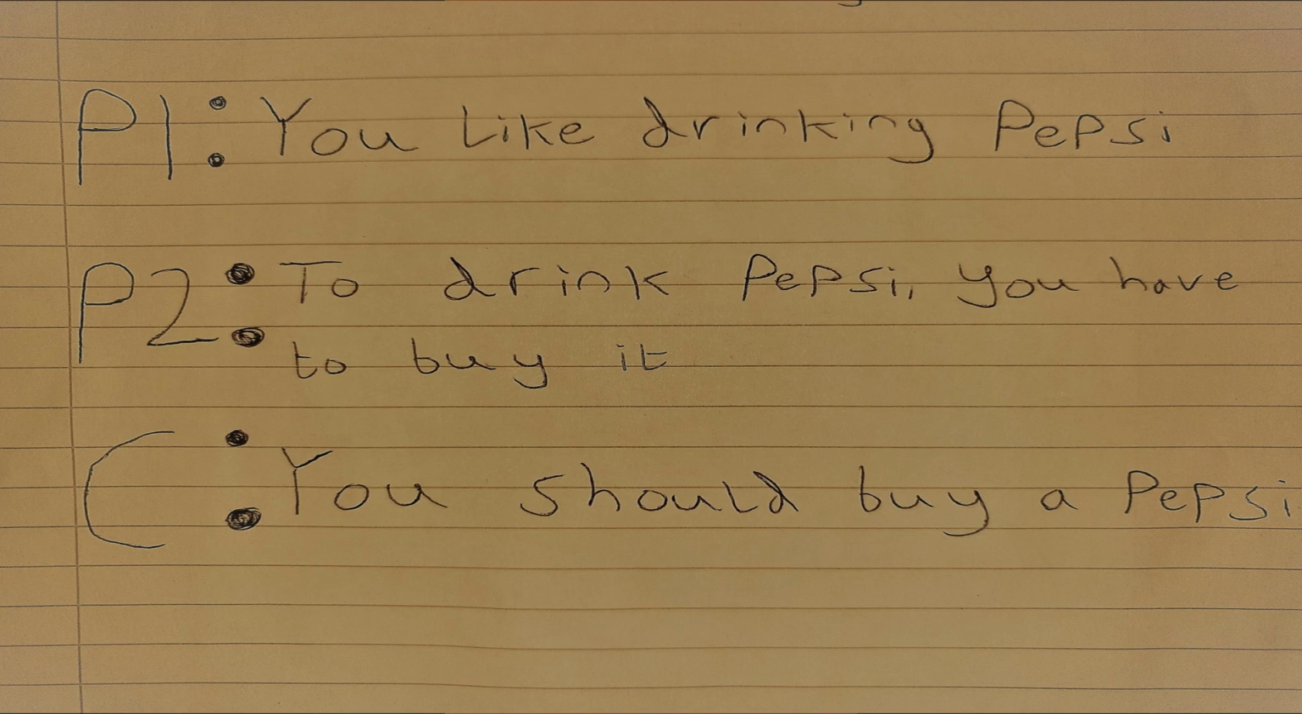And obviously what the advert will try and do is remind you or convince you that you like drinking Pepsi to confirm premise 1. It won't say "to drink Pepsi you have to buy it" for premise 2, but we know that's there. It's a hidden premise that assists the argument, and it tries to get you to the conclusion you should buy a Pepsi. So that's how adverts try to use arguments to convince you of a conclusion.